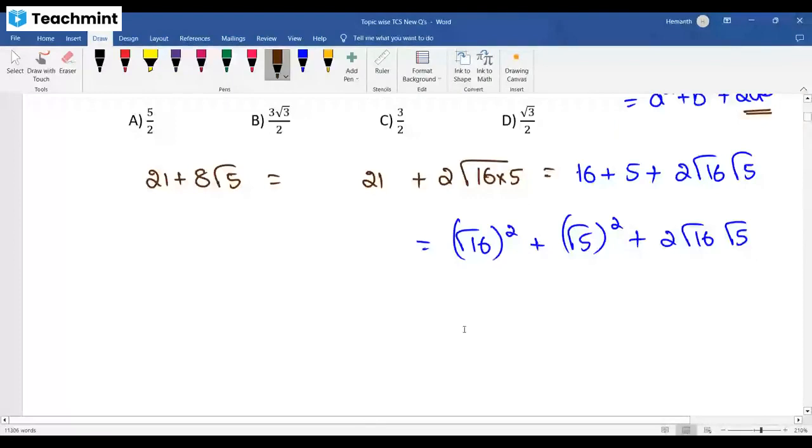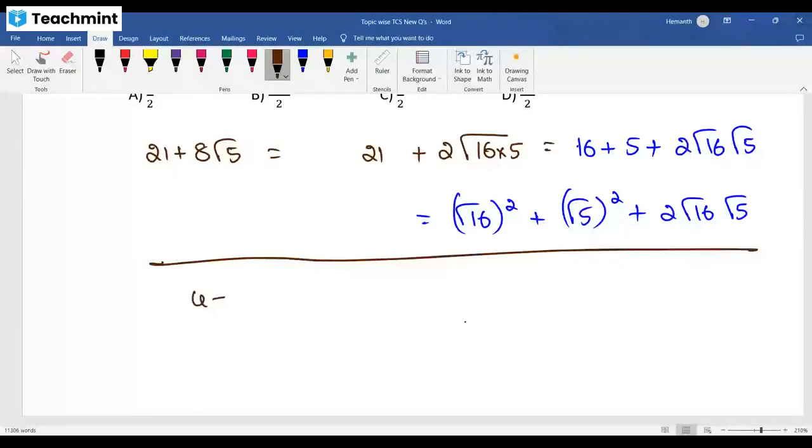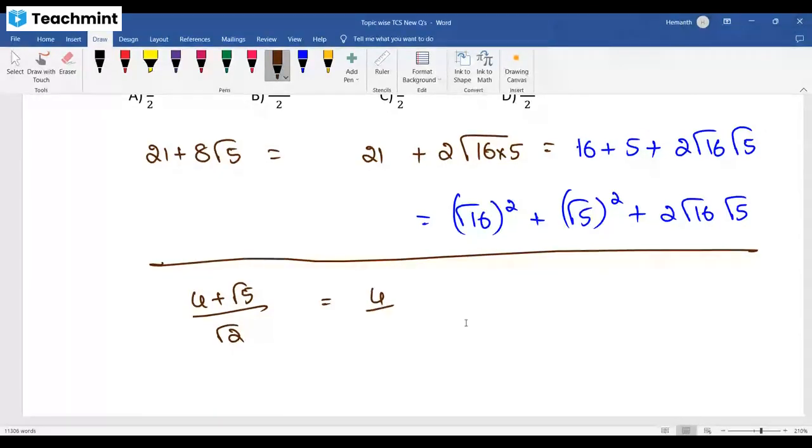Next, this should be divided by root 2. 4 plus root 5 should be divided by root 2. When 4 is divided by root 2, fine. Or else you can do rationalization again, multiplying by root 2, dividing by root 2. Then it will be like 4 root 2 plus root 10 divided by 2. When you multiply by root 2 and divide by root 2, the denominator becomes root 2 into root 2, which is 2.